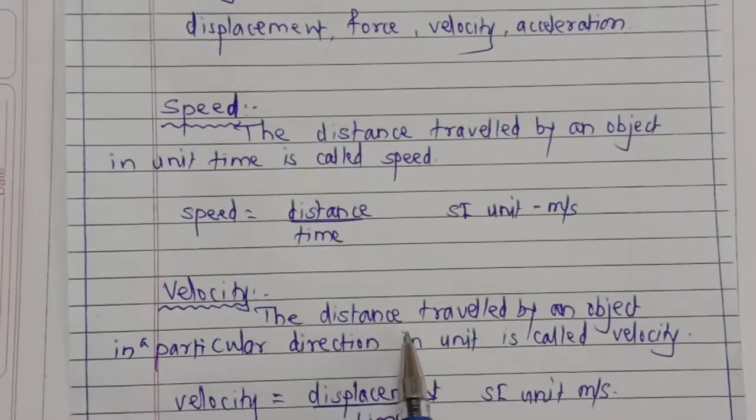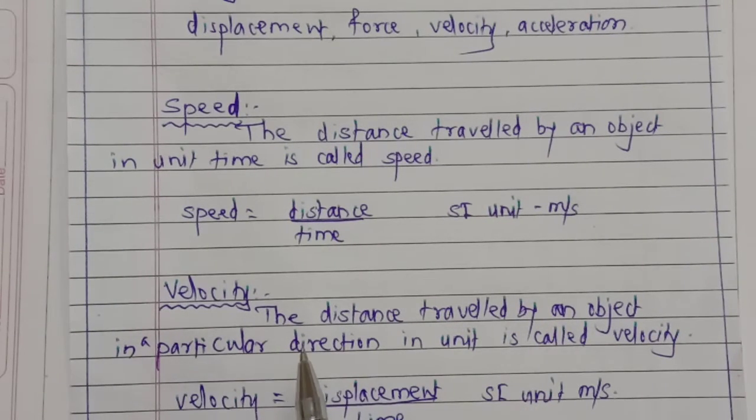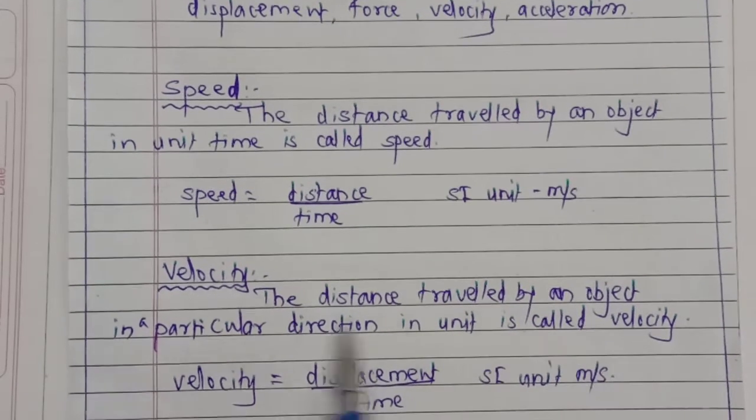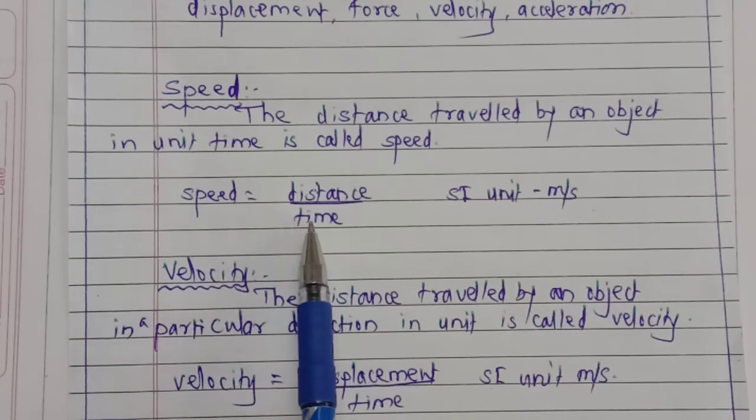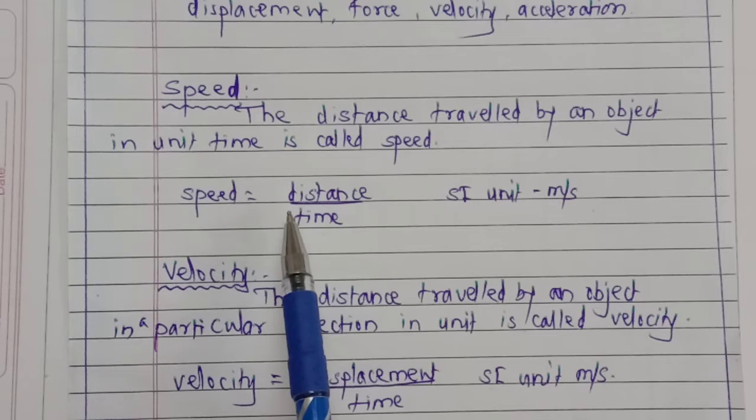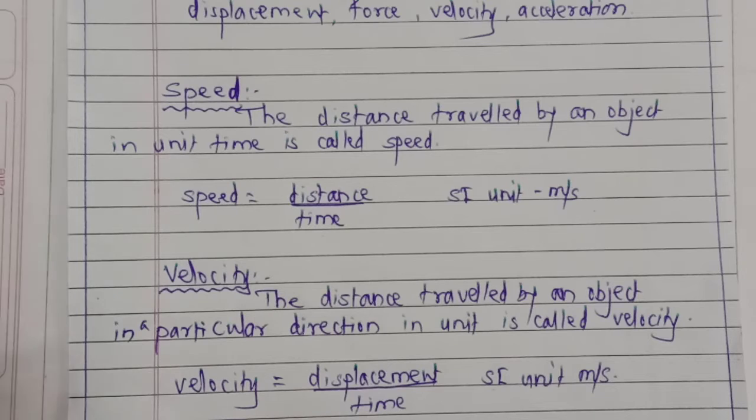And velocity is the distance traveled by an object in a particular direction in unit time. That is called velocity. So speed is related to distance and velocity is related to displacement. Velocity equals displacement upon time, and its SI unit is meters per second. As we know, when displacement can be 0, that means velocity can be 0, but speed is never 0 because distance is never 0. So these are some points for differentiation between speed and velocity, and also between distance and displacement.